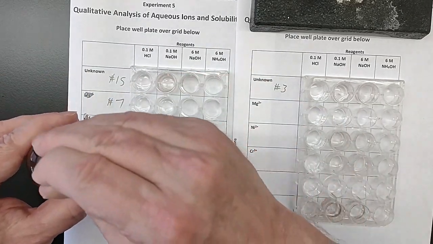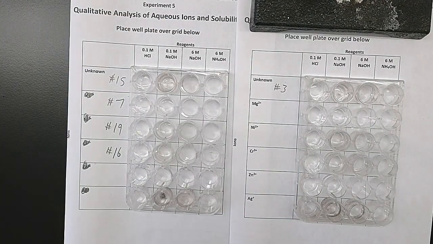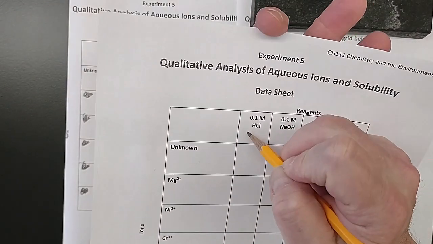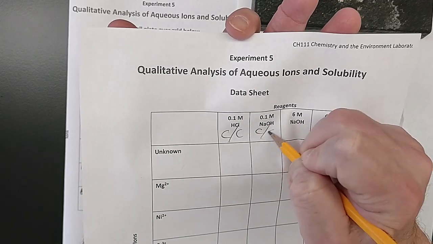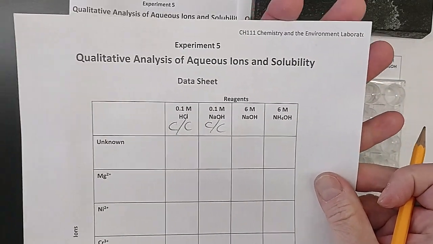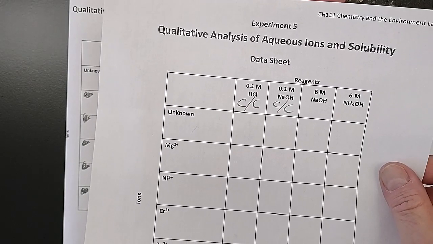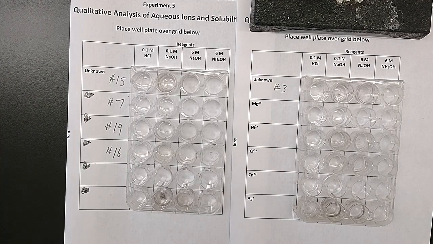So on my data sheet, that's what I'm going to record. Since this is a data sheet that is just for myself, I can write C/C knowing that that means clear and colorless. C/C, right? Clear and colorless for each of those. You can maybe do your own notation or write the words out, clear and colorless, when nothing is added to them. On to the 6 molar sodium hydroxide.